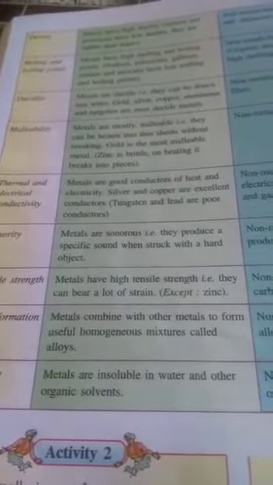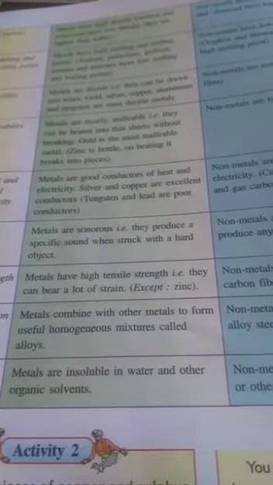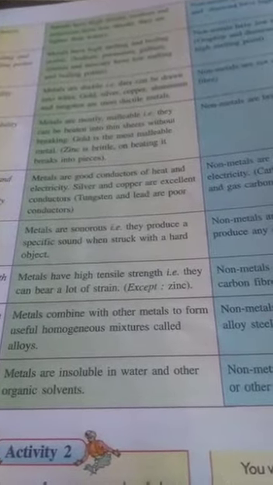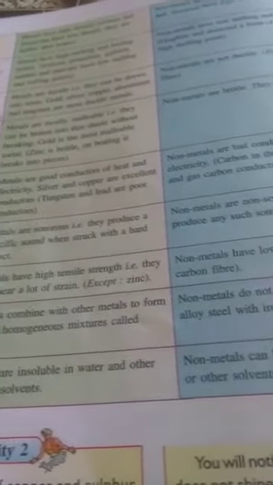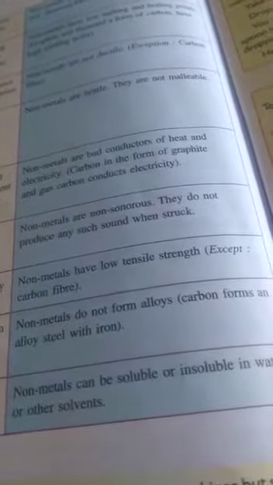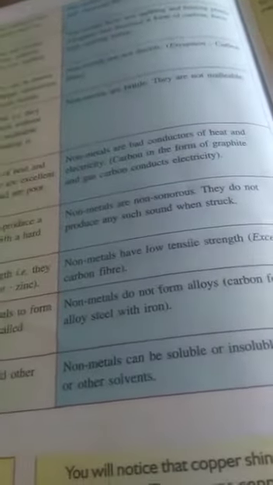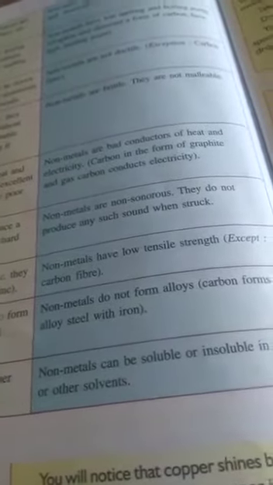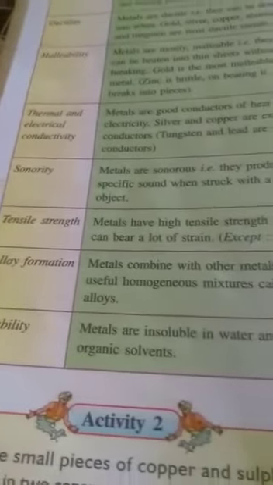Metals are good conductors of heat and electricity. Tungsten and lead are poor conductors, so these are the exceptions. Non-metals are bad conductors except carbon, in the form of graphite and gas carbon, it can conduct electricity.